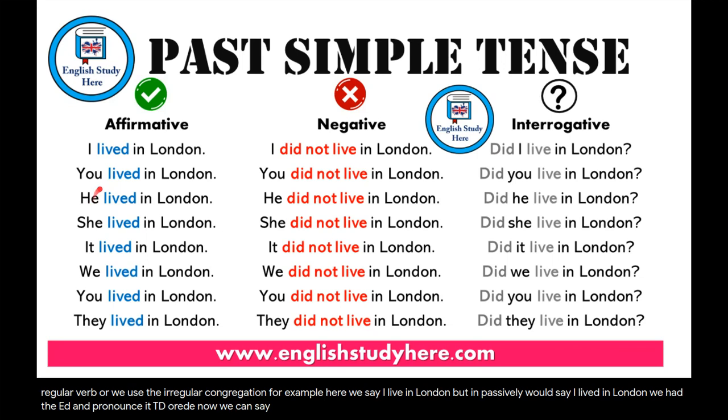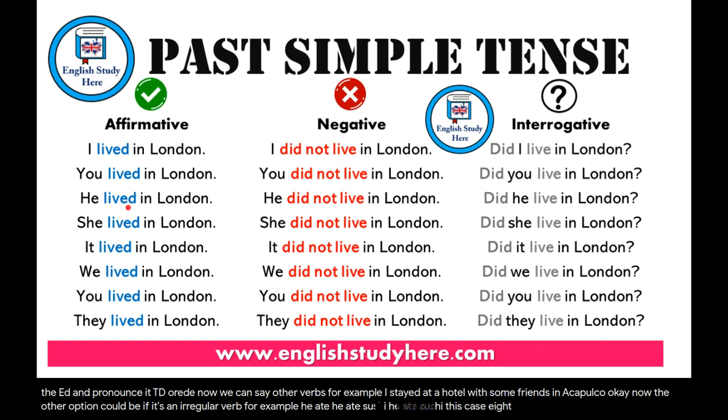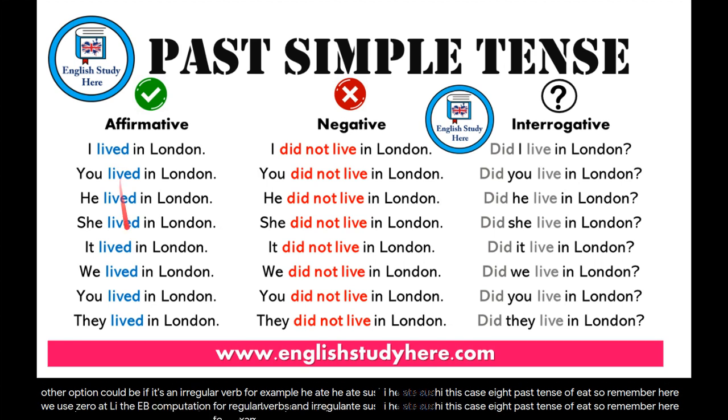Now, we can say other verbs. For example, I stayed at a hotel. She stayed with some friends in Acapulco. Okay. Now, the other option could be if it's an irregular verb. For example, he ate sushi. He ate sushi. In this case, ate is the past tense of eat. So remember, here we use directly the ed conjugation for regular verbs and the irregular verb conjugation for all of the pronouns.